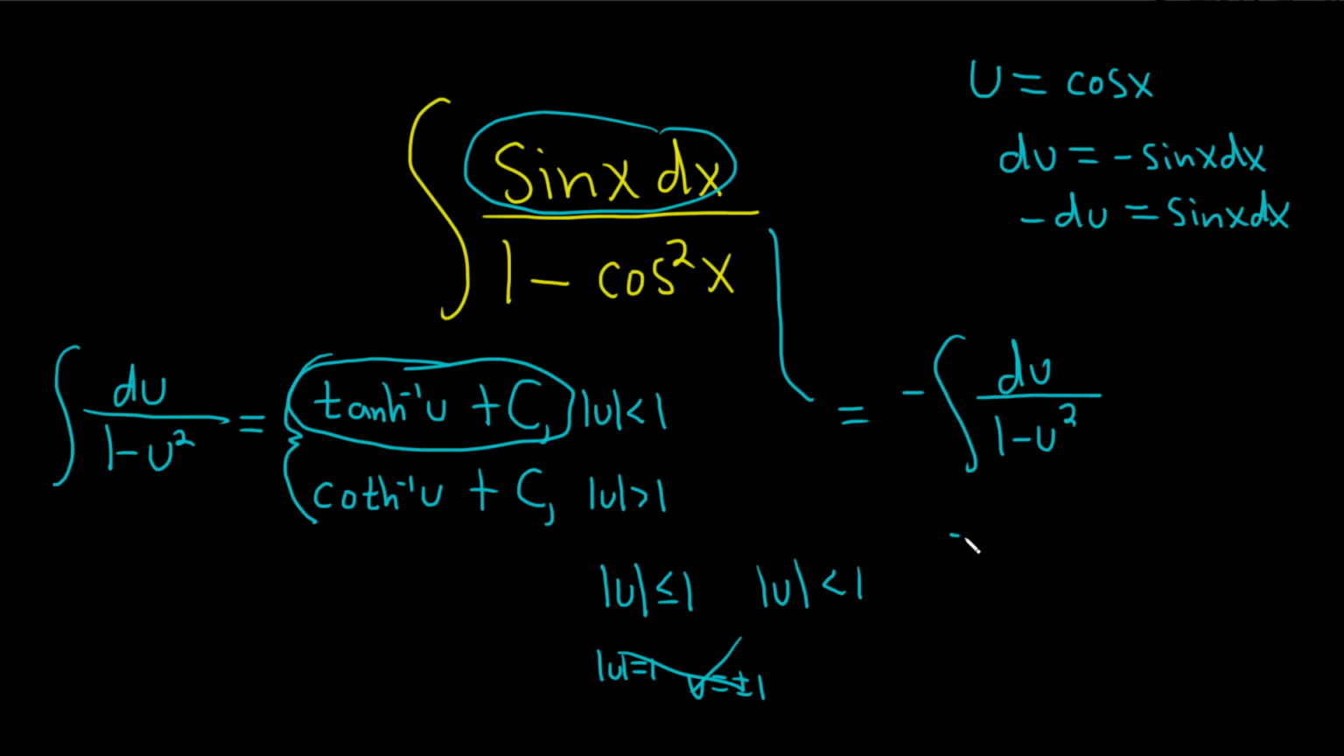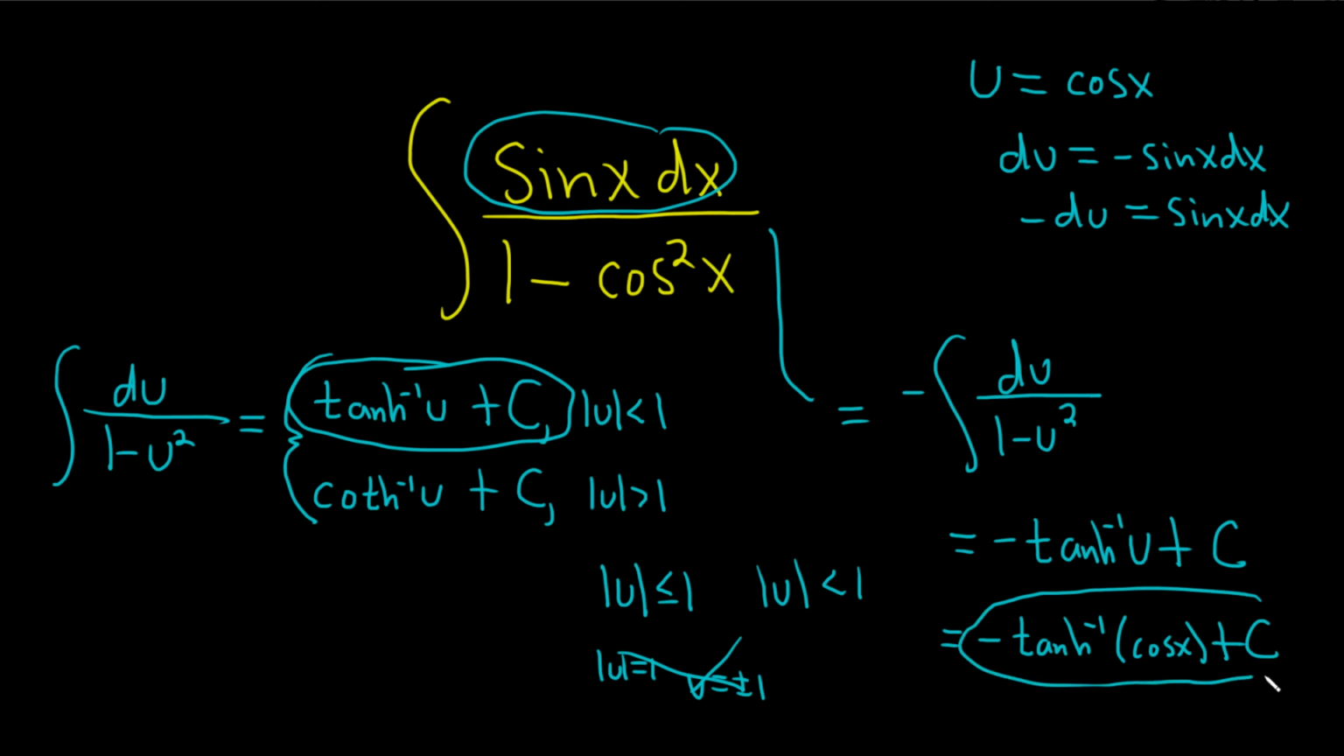So directly applying this, we have negative hyperbolic tangent inverse of u plus c. So it's negative hyperbolic tangent inverse of, and then what was u? It was cosine of x, plus c. So this is probably the harder way to do the problem.